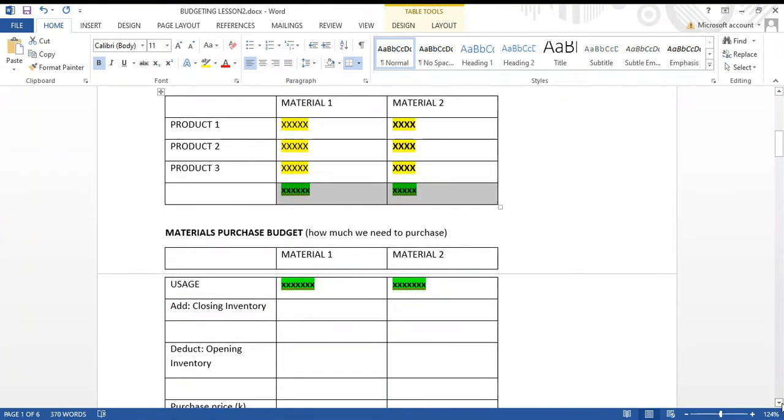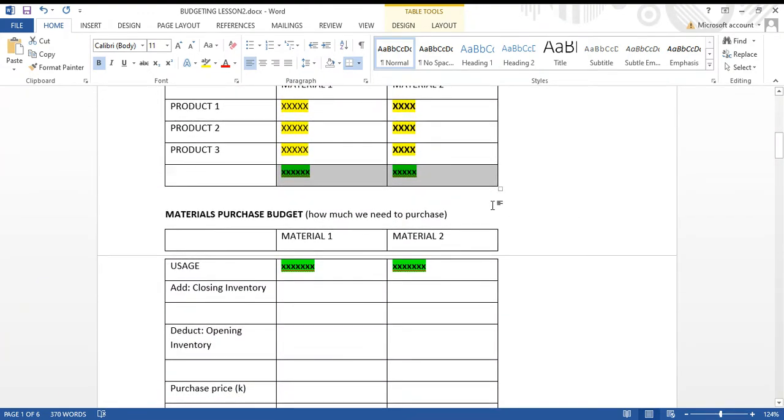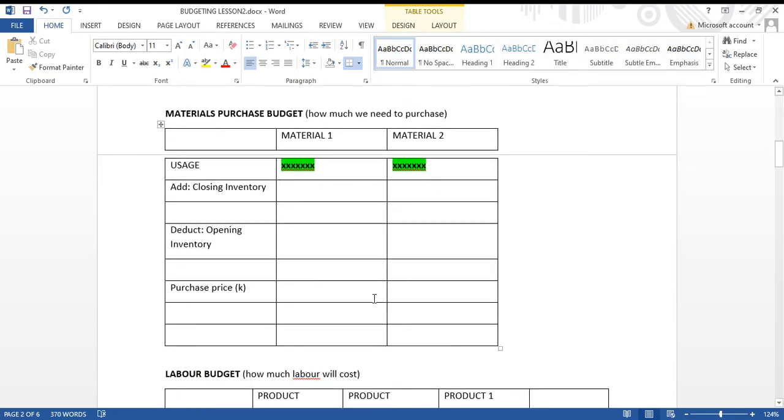After you make the materials usage budget, then we come to the materials purchase budget. How much materials we need to purchase? So the amount of material that we need to use will come here. If there's any closing inventory for the materials, we add it. And if there's any opening inventory, we deduct. Then after we deduct that, we're going to multiply it by the purchase price of the materials.